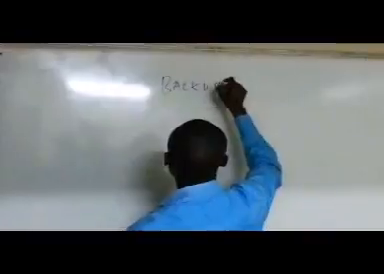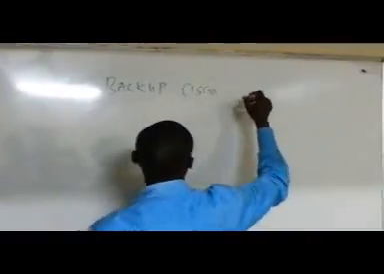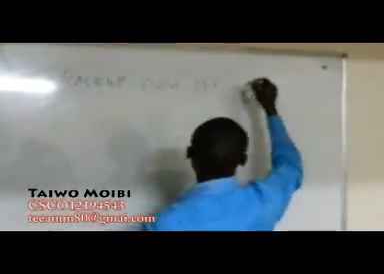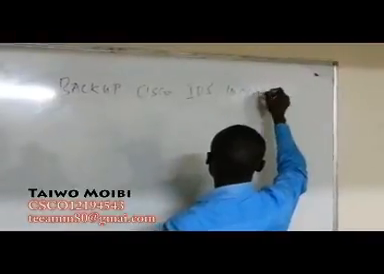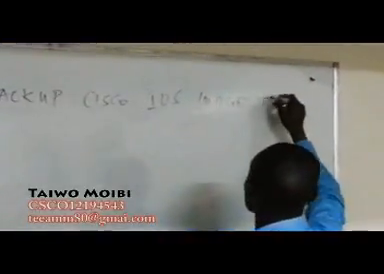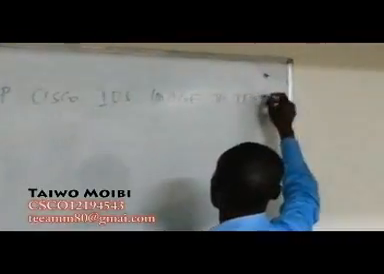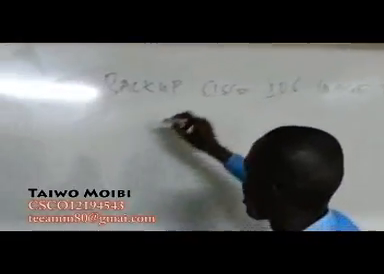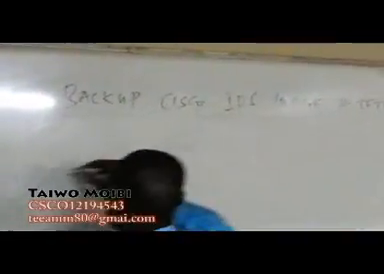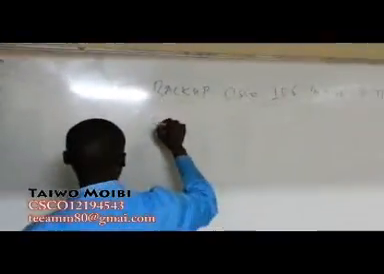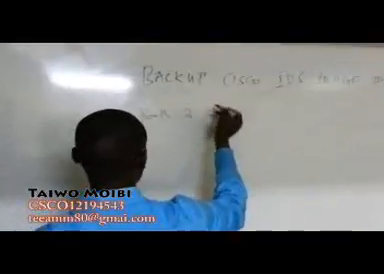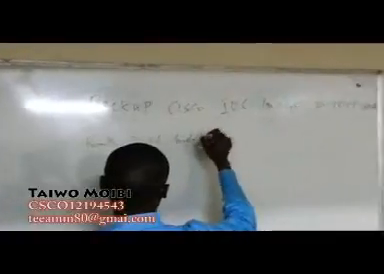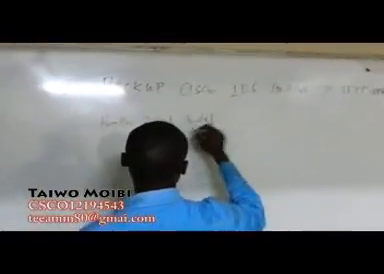Backup Cisco iOS image to the TFTP server. In this process, we're going to back up the Cisco iOS image of the router 2801 modules on a TFTP server.